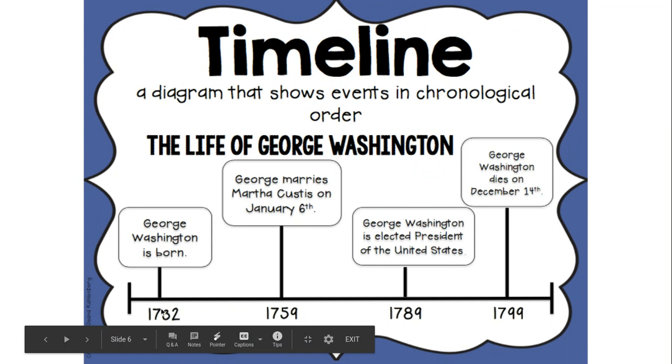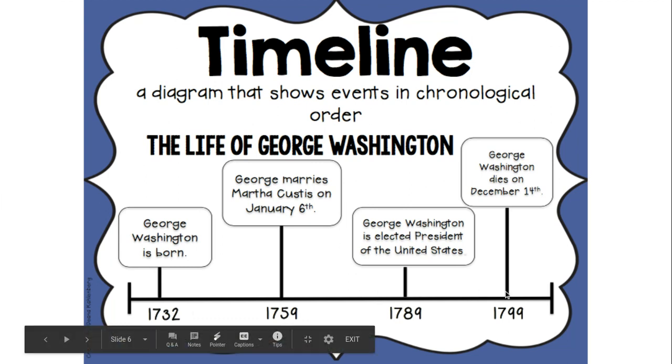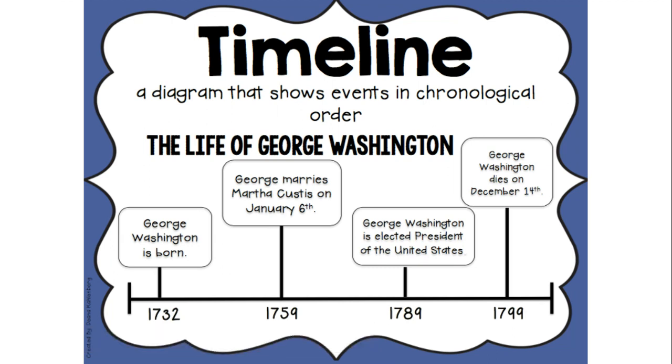It's put in order. This one specifically starts in 1732. So that's the beginning of George Washington's timeline. That's when he was born. And it goes all the way to the end when he dies in 1799. So then in the middle are just key events that that person felt was important to share. So one was when he got married, and another was when he was elected president. So you could also do a timeline for yourself.